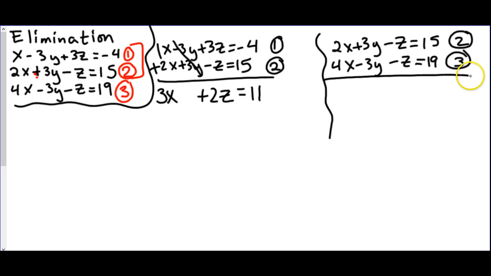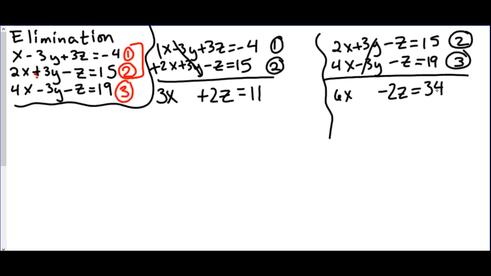Now we do it again with our second set of equations. 2x plus 4x is 6x. 3y plus negative 3y cancels each other out. Negative z minus z is negative 2z. And 15 plus 19 is 34.